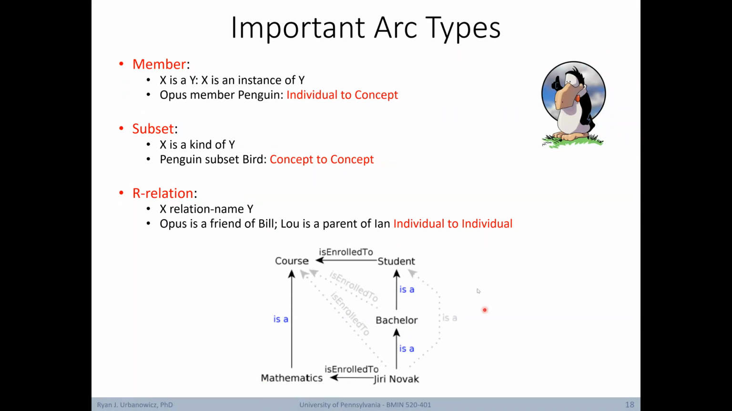In our example below, the relationship between the individual Novak and the category Bachelor would be an example of a membership arc. The relationship between the category Bachelor and the category Student is an example of a subset arc. And in this case, the individual Novak being enrolled to the individual class type Mathematics is an R-relation arc.